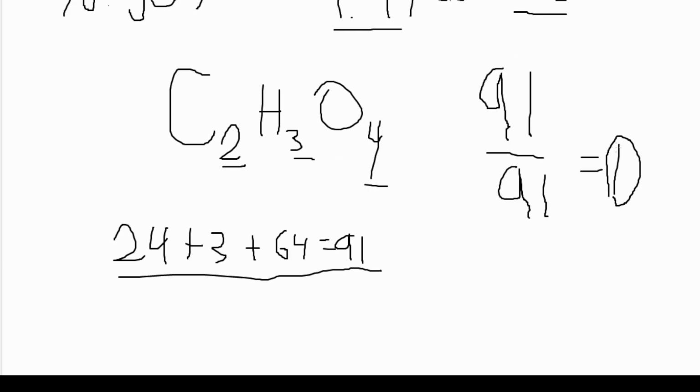But if we had gotten like 2, for example, and by the way, it should always be a whole number. You should always get a whole number. If you didn't get a whole number, you did something wrong, go back and redo it. But the number you get, you'll multiply it. So if we had gotten 2, for example, we would do 2 times 2, 2 times 3, and 2 times 4, and we would get C4H6O8, and that would be the molecular formula.